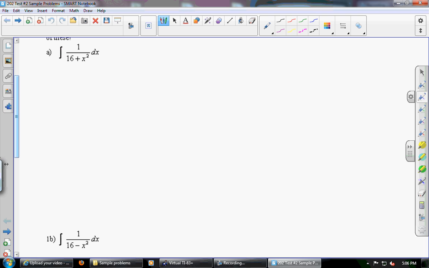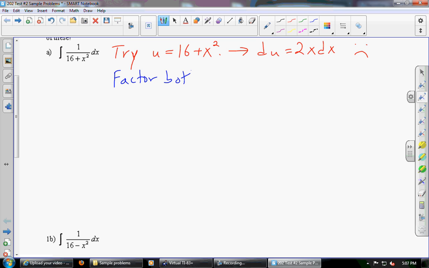Okay, my first thought is maybe a u-substitution, where we try letting u equal the bottom. And what we see then is that du is 2x dx, which doesn't look like what's on top, so fail. Next thought for me is that it looks an awful lot like maybe a partial fractions example. Can we factor the bottom and use partial fractions?